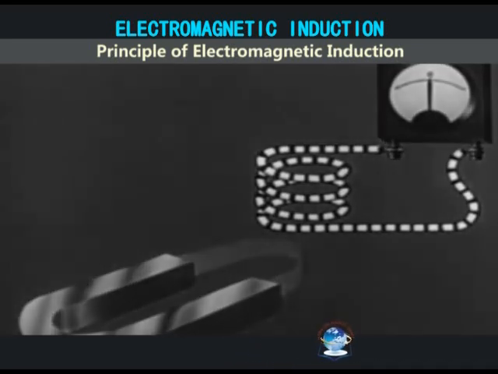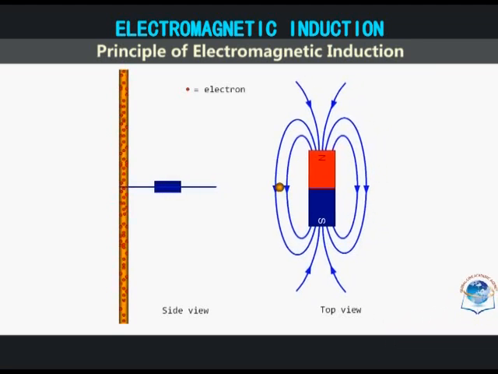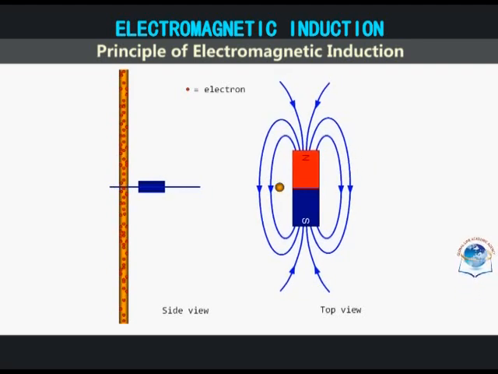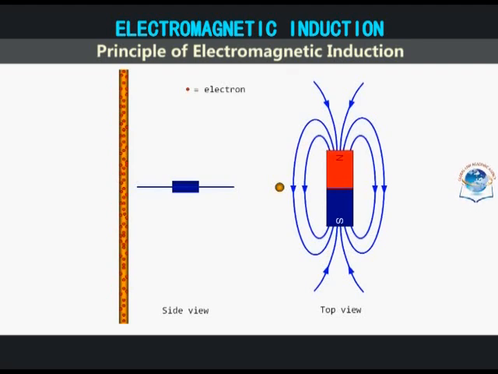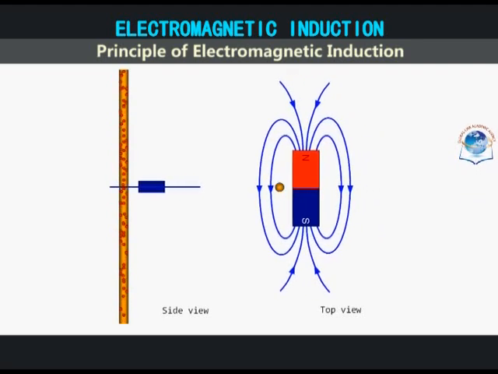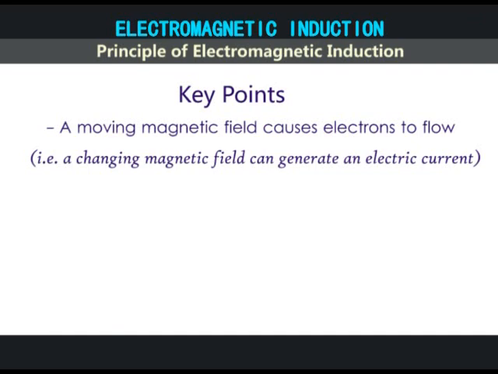And so the principle of induction involves moving a magnetic field across a conductor. If you move the magnet across the wire, some electrons move. Move the magnet away and the electrons move in the opposite direction. If you move the magnet faster, more electrons move. So the faster you move the magnet, the greater the current flow. The key point to note is that a moving magnetic field causes electrons to move. In other words, a changing magnetic field can generate current.